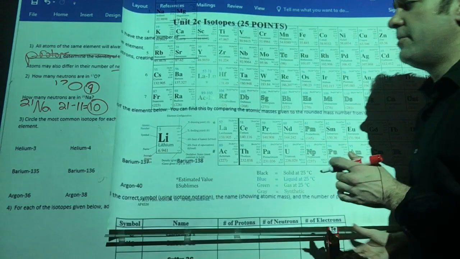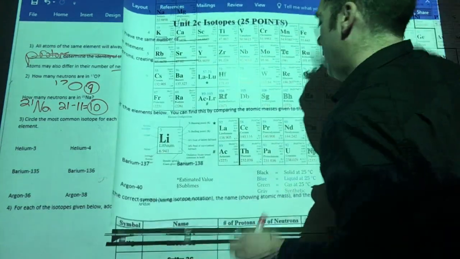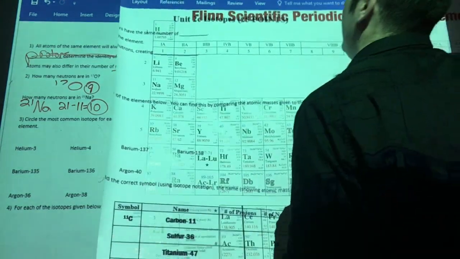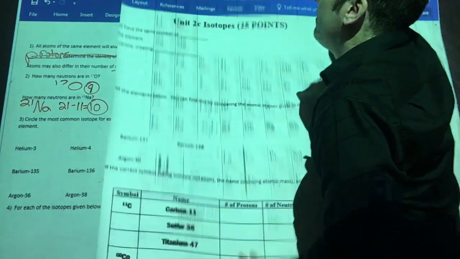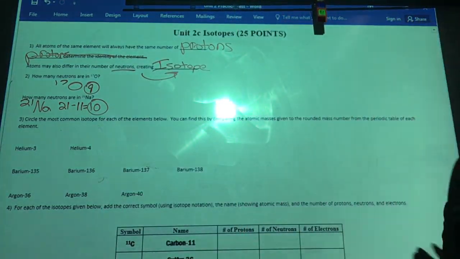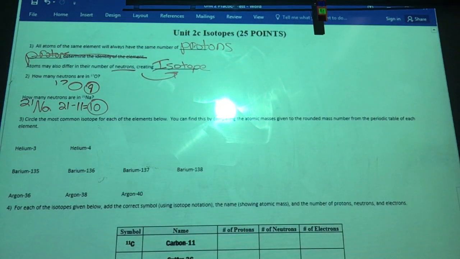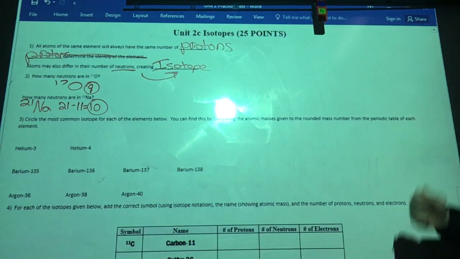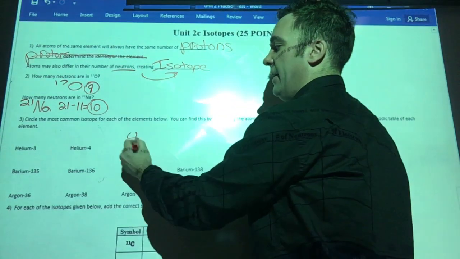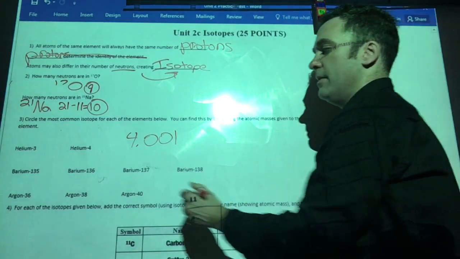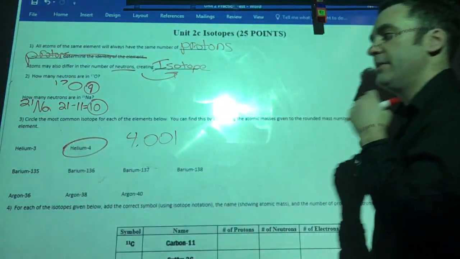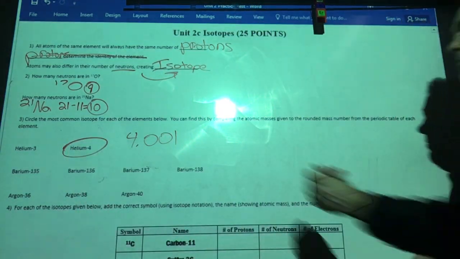All right, so circle the most common element. I debated putting this on, but essentially look at the bottom number and go with the one that it's closest to. So hydrogen is like 4.001, so it's hydrogen, or it's helium. So look at the bottom number.